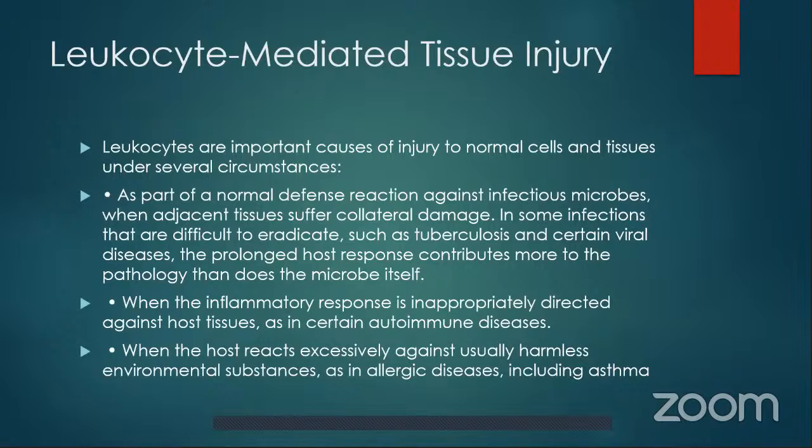So we have now discussed how phagocytosis is very important to get rid of the offending agent, and how our leukocytes are the ones which phagocytose it. Apart from this, there is always collateral damage. So there is some amount of leukocyte-mediated tissue injury, which causes injury to normal cells and tissues under several circumstances.